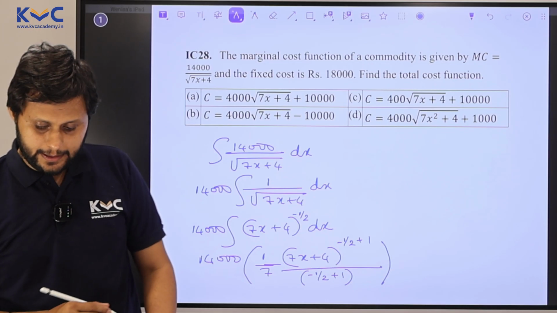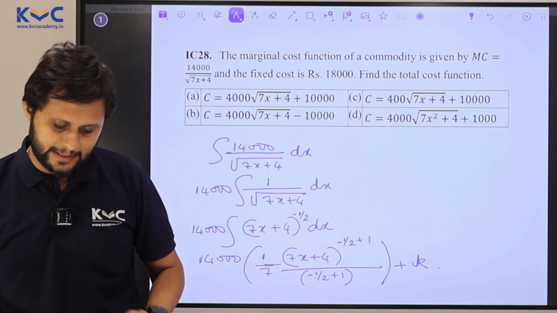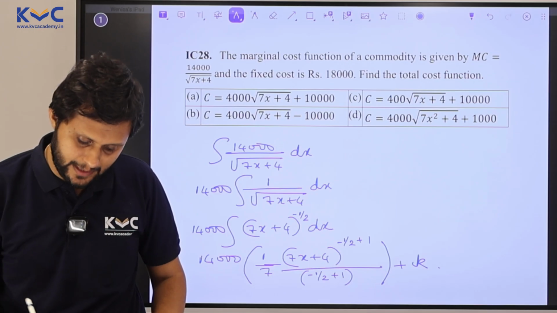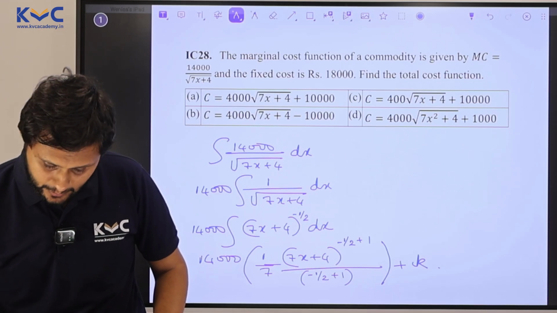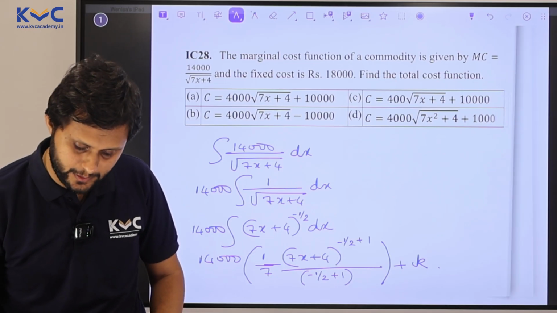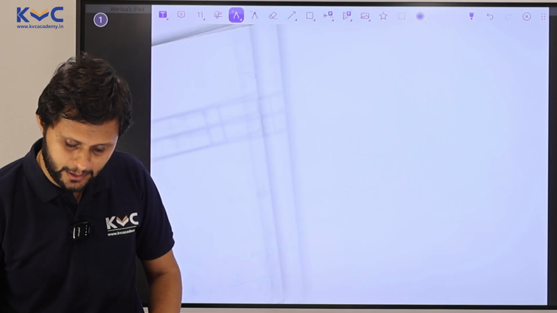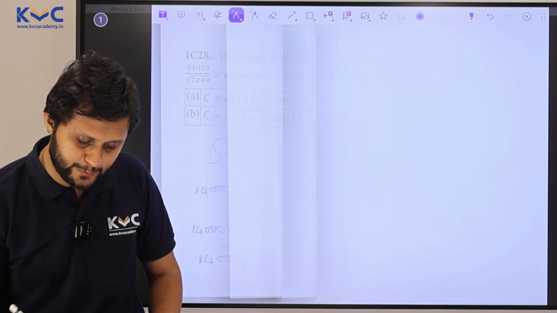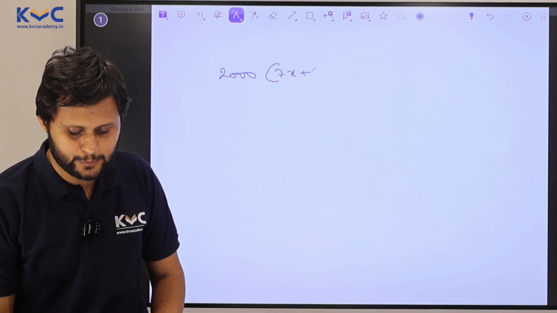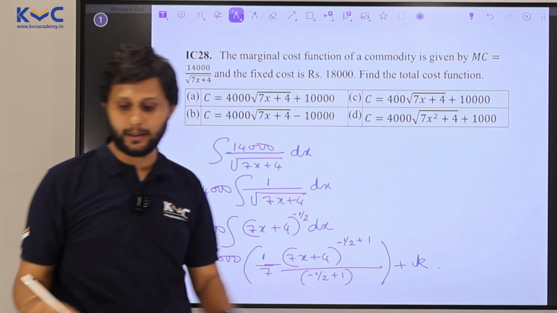Done. Integration is done. Plus, we need to write k. Further simplification. So, we have 14,000 divided by 7. 14,000 divided by 7 definitely is 2,000. So, we have 2,000. Okay. Then within bracket, we have 7x plus 4 raised to the power minus 1 by 2 plus 1.